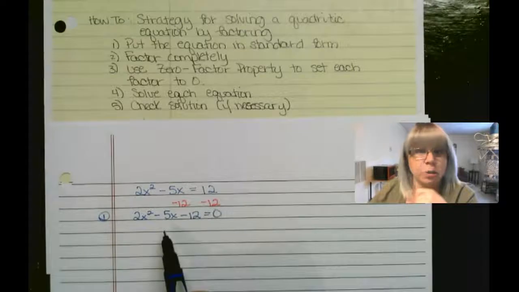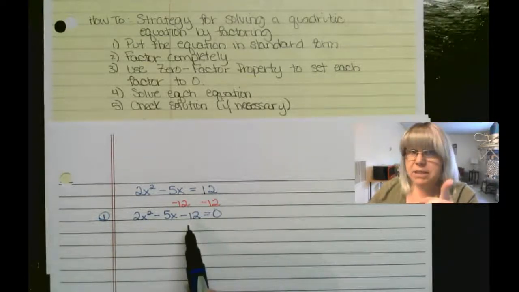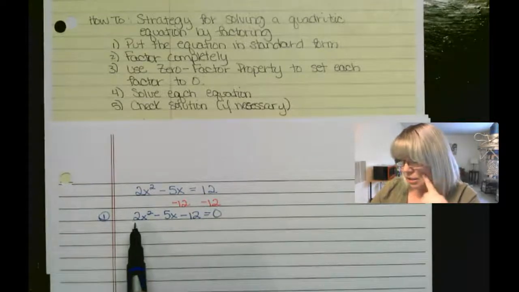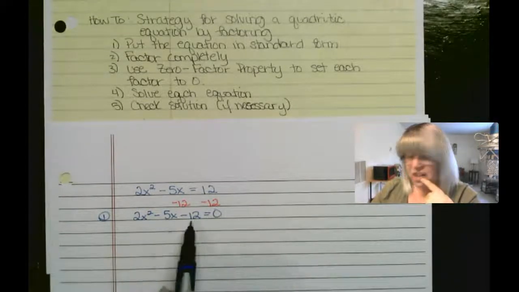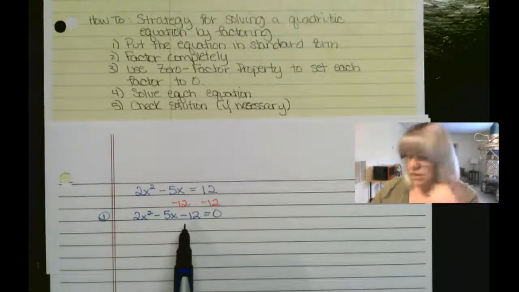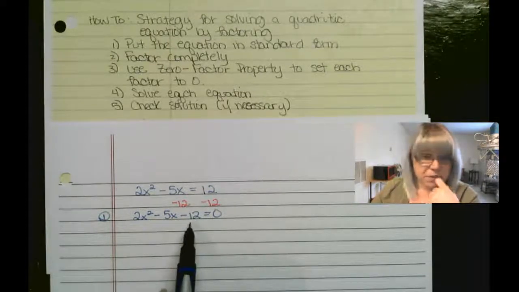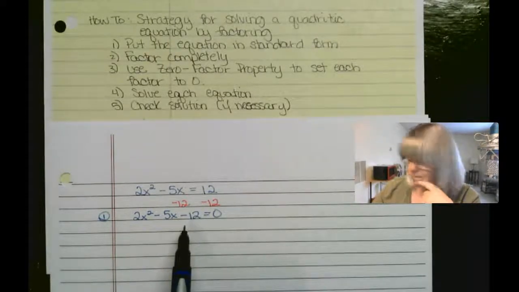This is a trinomial, 1, 2, 3 terms. So first things first, I'm going to see if there's a GCF. Doesn't look like there is. I have 2, 5, and 12. There's nothing in common there. So my next move is to see if it is a perfect square. 2 is not a perfect square, 12 is not a perfect square, so that's out.